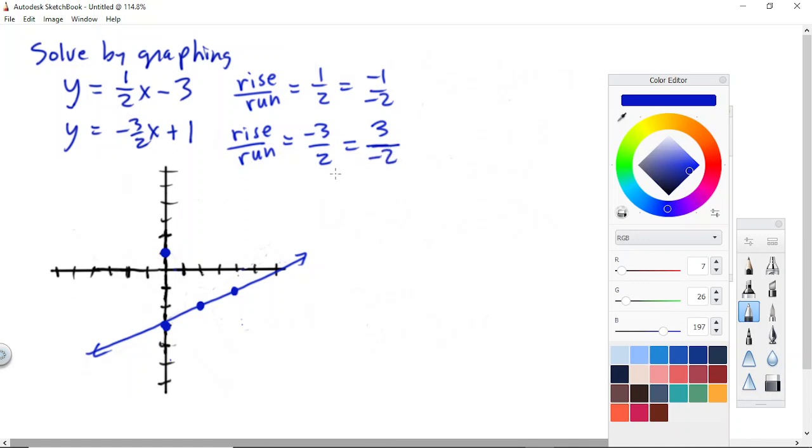So using the second one, up 3/2, that's going to be up 3 and then 2 to the left, correct? Because the left is the negative direction. So we're using this one and going up 3/2, about right there. And make our line.